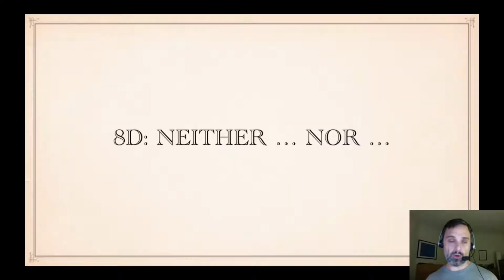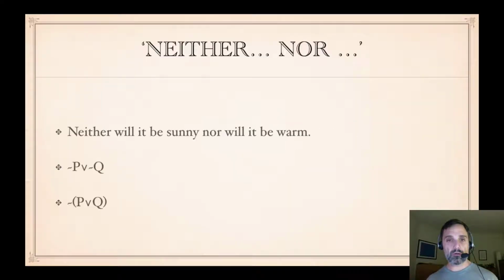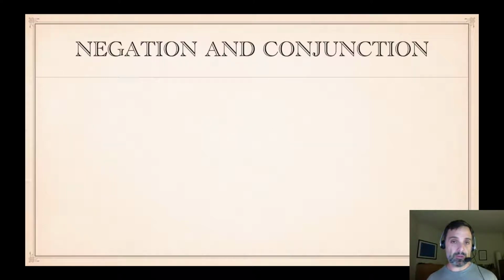In this video, I'm going to discuss the neither nor construction and how it should be symbolized. So let's say we say neither will it be sunny nor will it be warm. How might we symbolize this? Well, we could try symbolizing it as not P or not Q, or we can try not P or Q. These two sentences are different, and they're not equivalent. So we have to think about which one we want to symbolize.